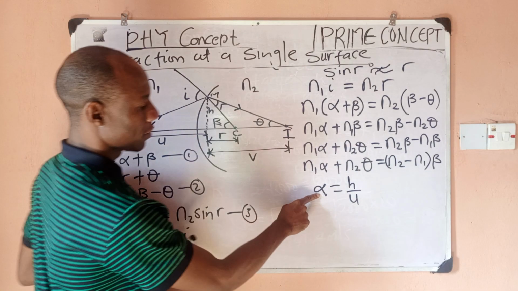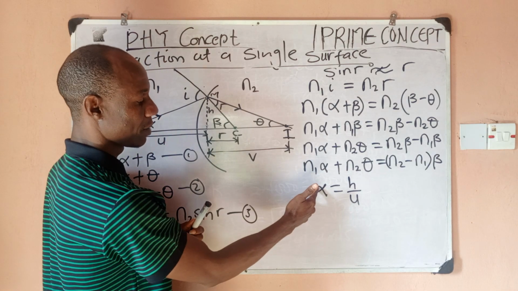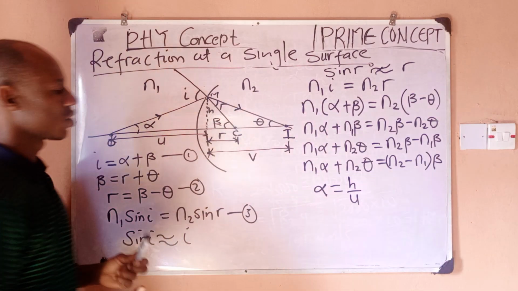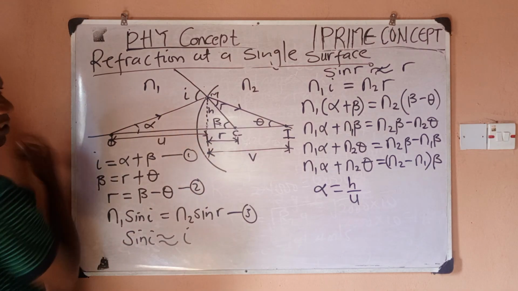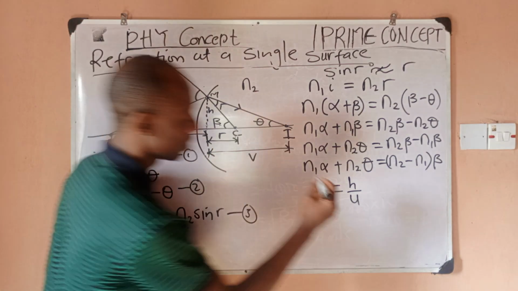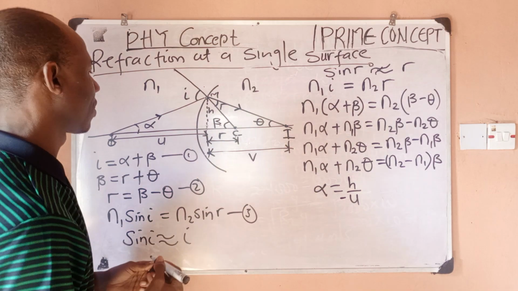Now, tan alpha is h over u, and tan alpha is approximately the same as alpha from this assumption also. But since our object is on the negative side, if you remember our sign convention, it means I should attach minus to u. That is my sign convention.